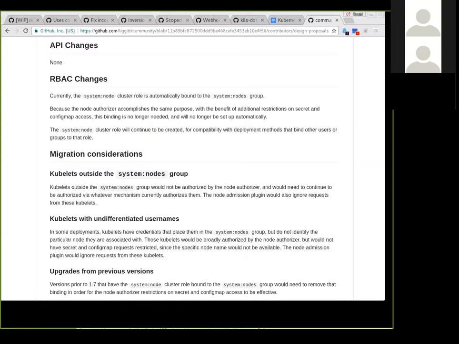I comfort myself with the knowledge that kubelets do have to know which node name they are, because they are responsible for creating it and updating the status on it. And so there is no kubelet that does not know which node it is supposed to be.